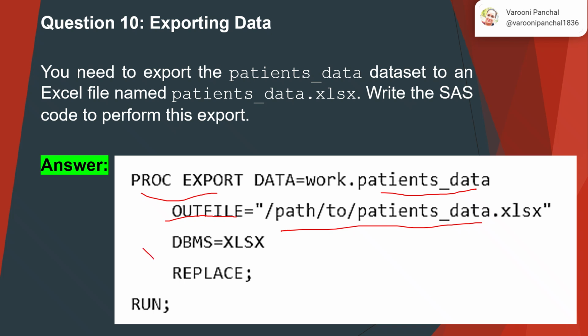We will use DBMS as the engine. Now the engine is XLSX, right? Excel engine. So we'll inform the SAS software to consider the Excel engine, DBMS equal to XLSX, for exporting this specific SAS dataset, and replace is nothing but if any file is existing, you just simply replace it instead of every time asking again and again. So we write replace and then we will close by writing the run statement. So this is the answer.